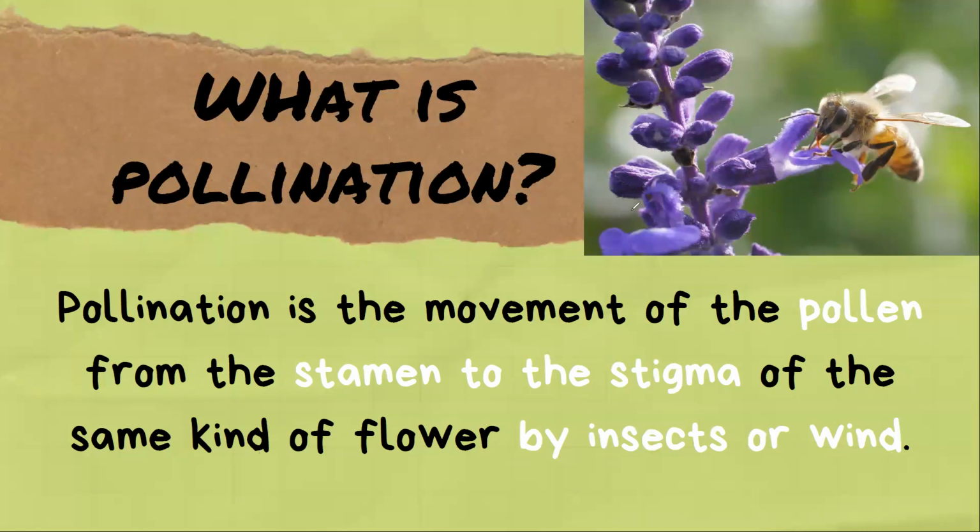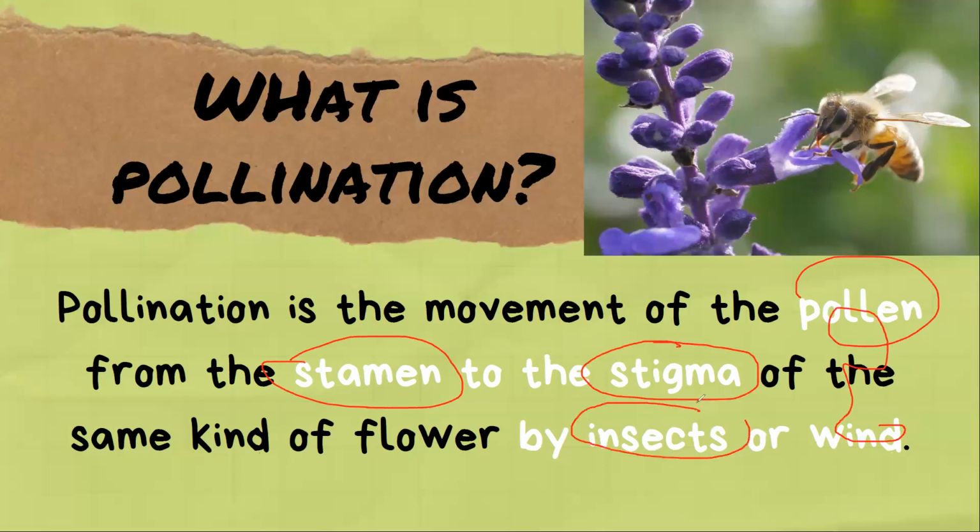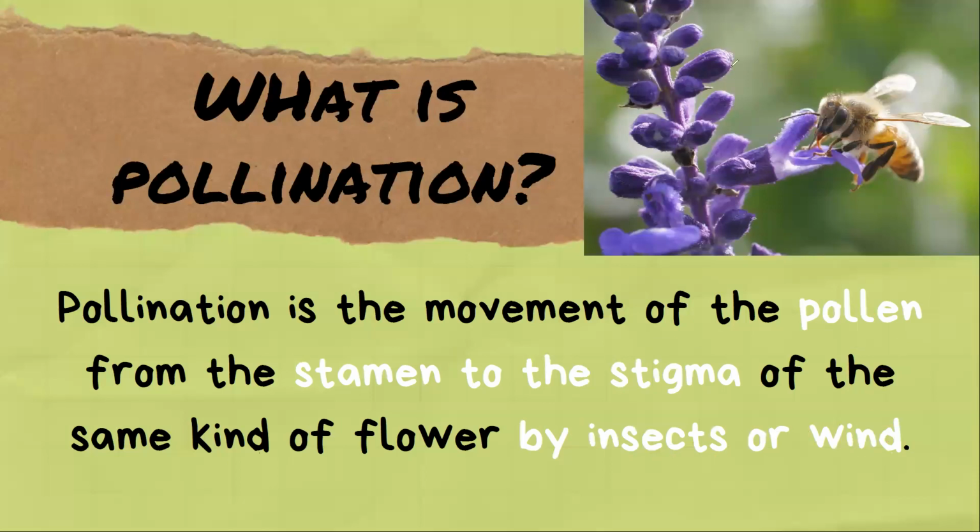Close your eyes right now. Tell me. Pollination is the movement of pollen from the stamen to the stigma of the same kind of flower by insects or wind. Okay, very good. I want you to remember the keywords, which is pollen. Then I want you to remember stamen to the stigma, by insects or wind. Okay, good. For those who got all correct, I am so proud of you.